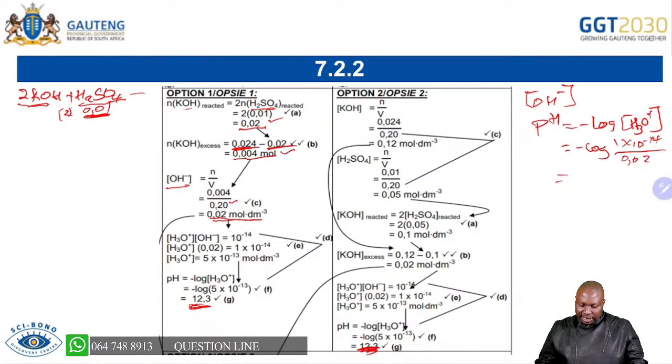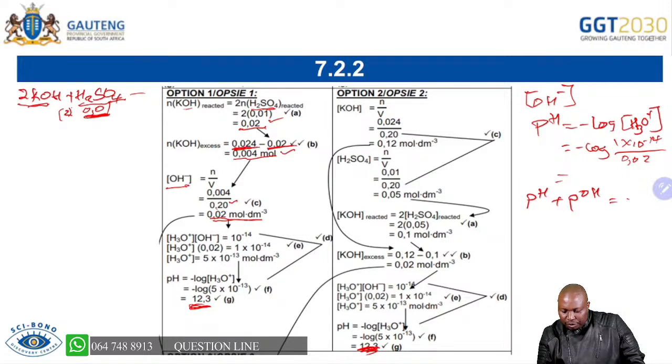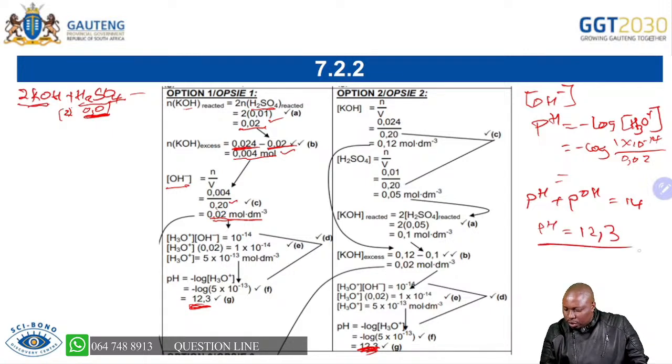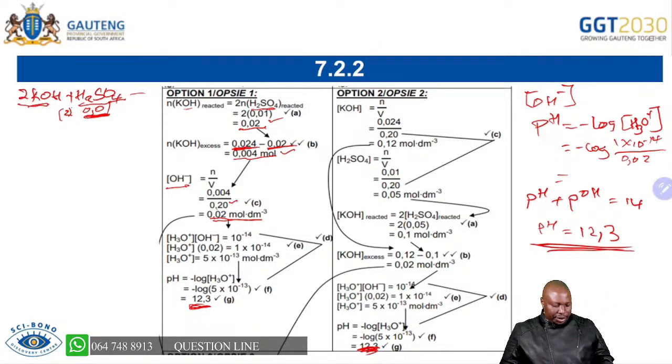I think it's 1.698. Then you subtract from 14, because you're saying pH plus pOH equals 14. And after calculating the concentration, you are able to do that, and then you will get that your pH will be equal to 12.3. So with all these methods, you will be able to get your correct answer.